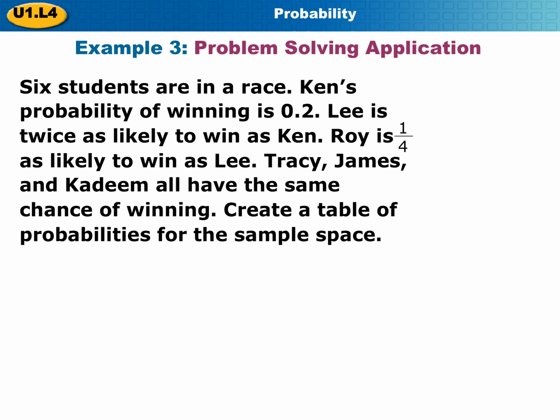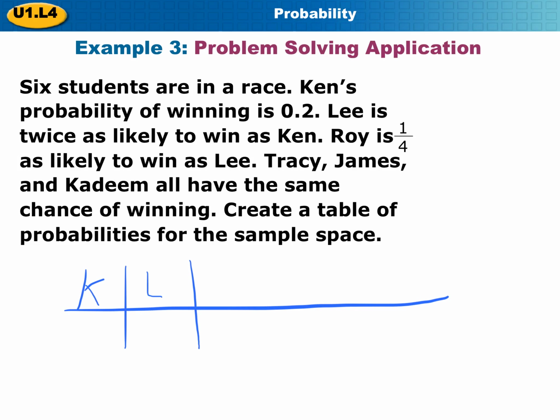Okay, it's another probability problem here. We've just put it in a story problem because we're talking about a race and we want to figure out who has the best probability of winning. So it says create a table of probabilities. So we want to find out, first of all, who's racing. We have Ken, we have Lee, we have Roy, and then we have Tracy, James, and Kadeem.